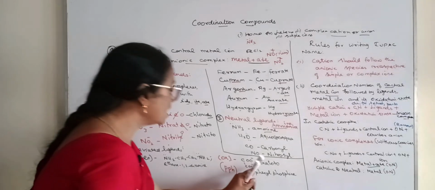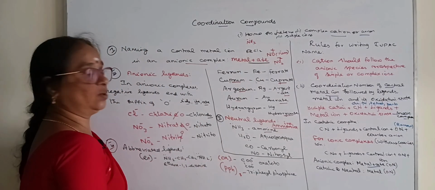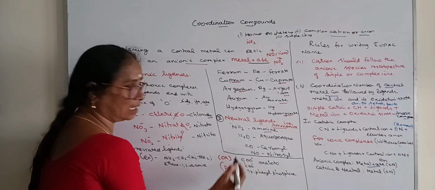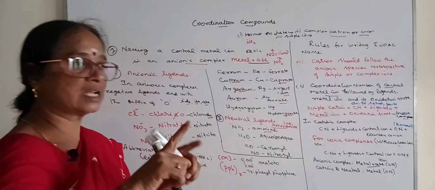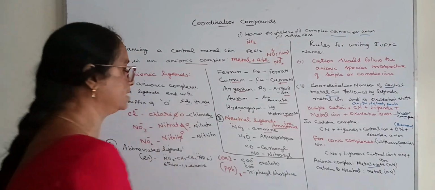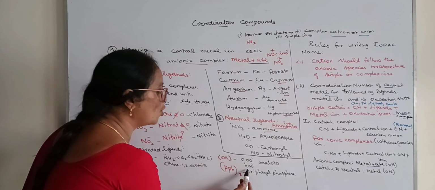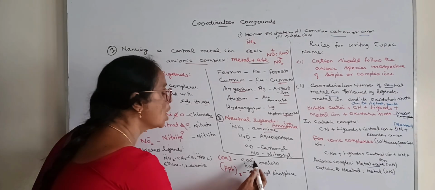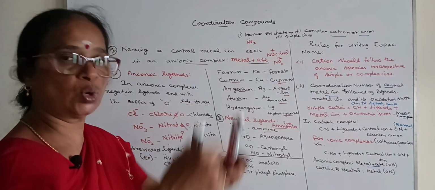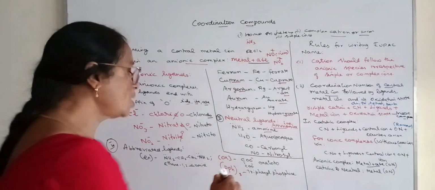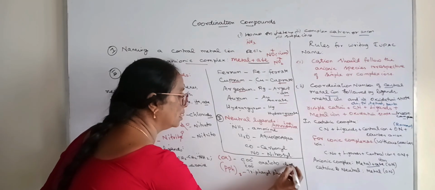Then oxalate. Oxalate is a negative ligand as well as a didentate ligand. It is didentate because it has two different donor sites. This is one COO minus, this is one COO minus. Both of the oxygens are able to donate their electron pair. So it is a didentate ligand.